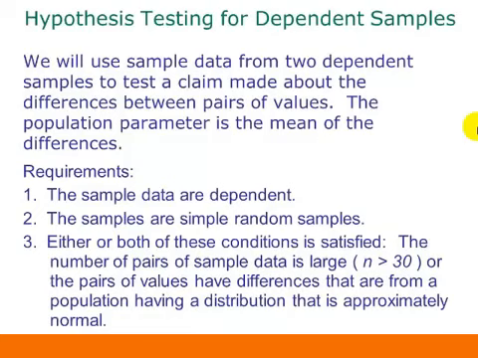And 3, either or both of these conditions is satisfied. Either the number of pairs of sample data is large, meaning n is greater than 30, or the pairs of values have differences that are from a population having a distribution that is approximately normal. In other words, they either have to come from some population with a normal distribution, or we have to have a large sample size, such as something greater than 30.